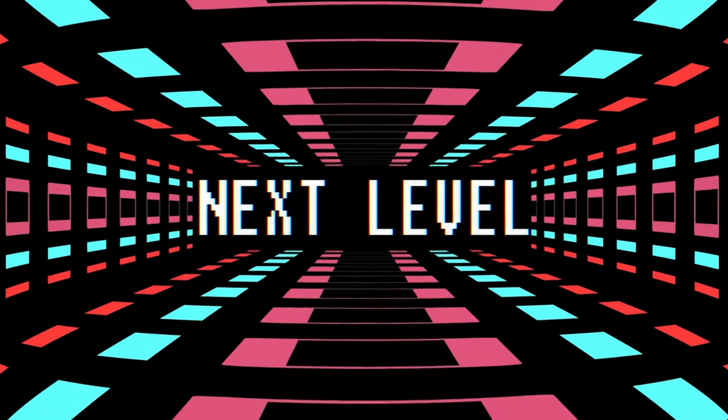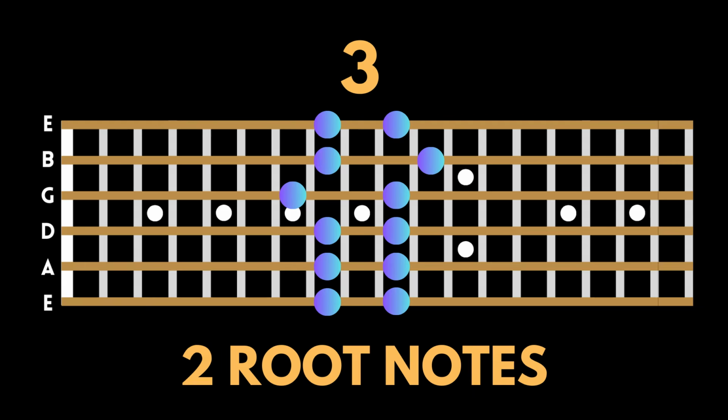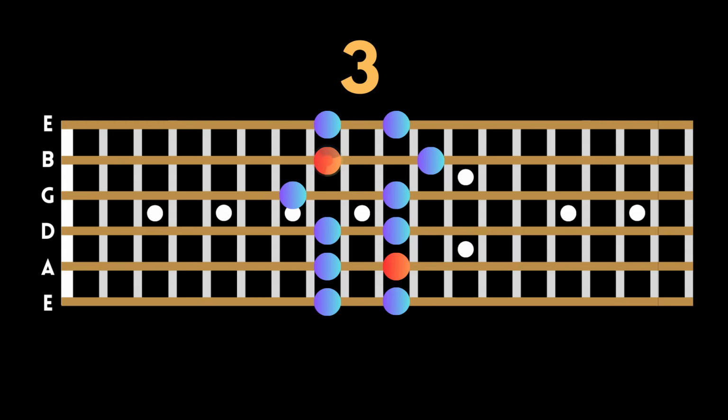Position 3 of the minor pentatonic scale looks like this. Position 3 contains 2 root notes, here and here. The root note on the B string is a shared root note between this position and position 2 of the minor pentatonic scale, as are these notes which form the glue that connect both positions.